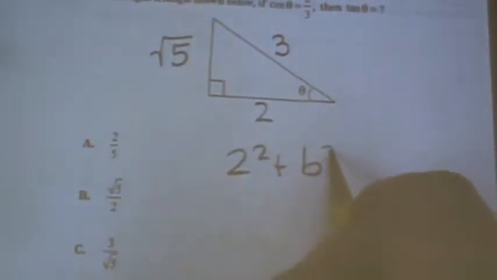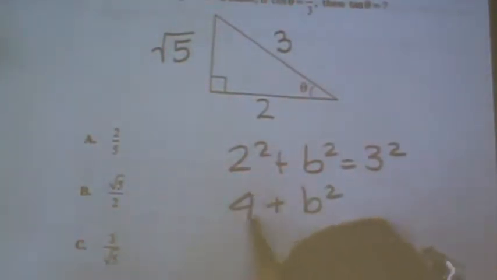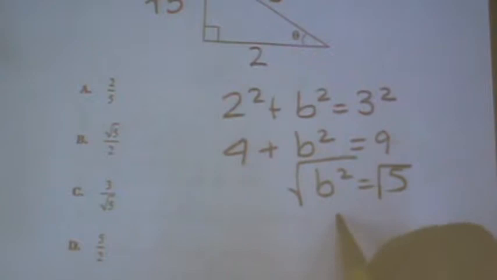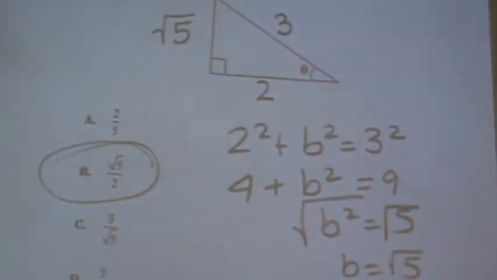Okay, next one, same thing, number 3. What did you guys get for this answer? B. If you got B, you are correct, because cosine is adjacent over hypotenuse. So for this side, when you do the Pythagorean theorem, you do 2 squared plus b squared equals 3 squared. You get 9. 9 minus 4 is 5, and the square root of 5 is that side right there. So what is the tangent? It would be opposite over adjacent, root 5 over 2.